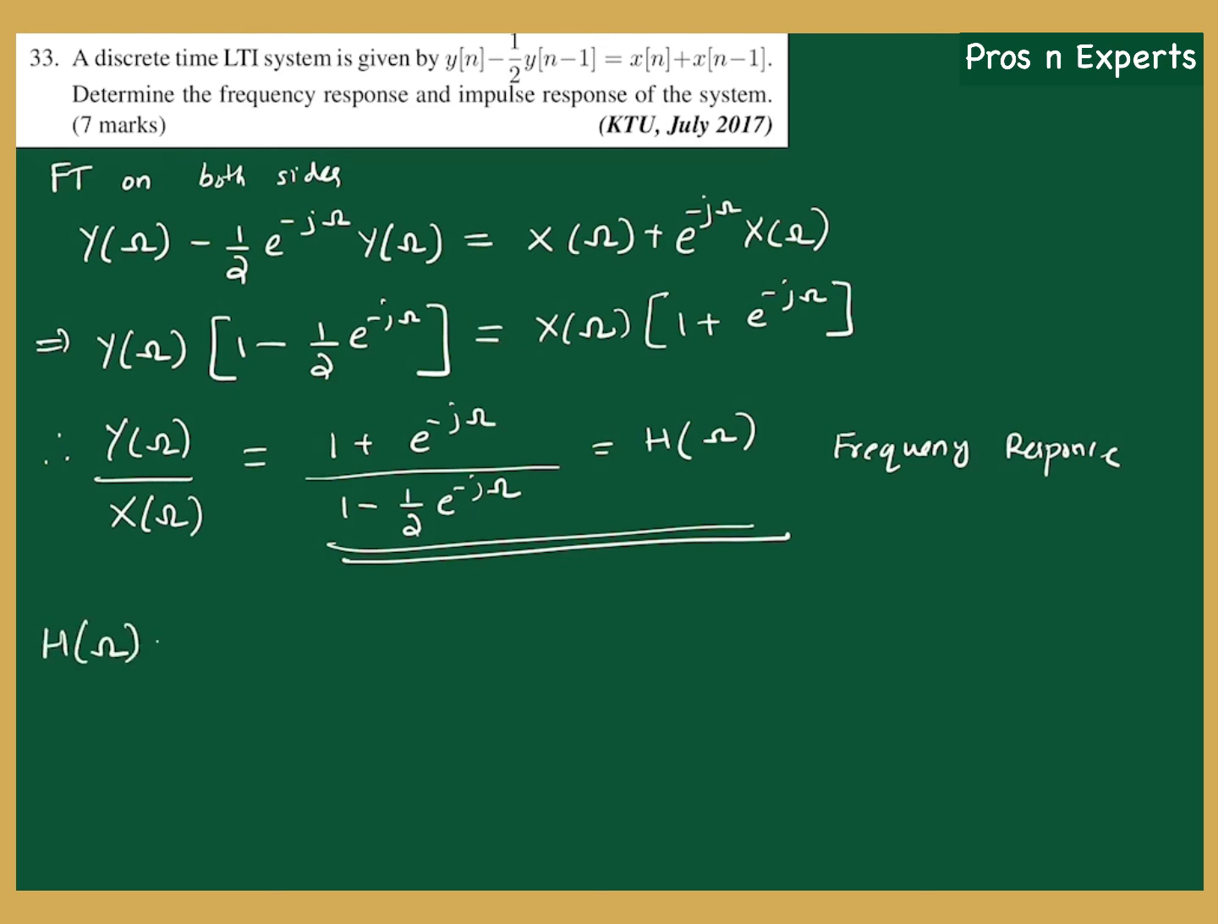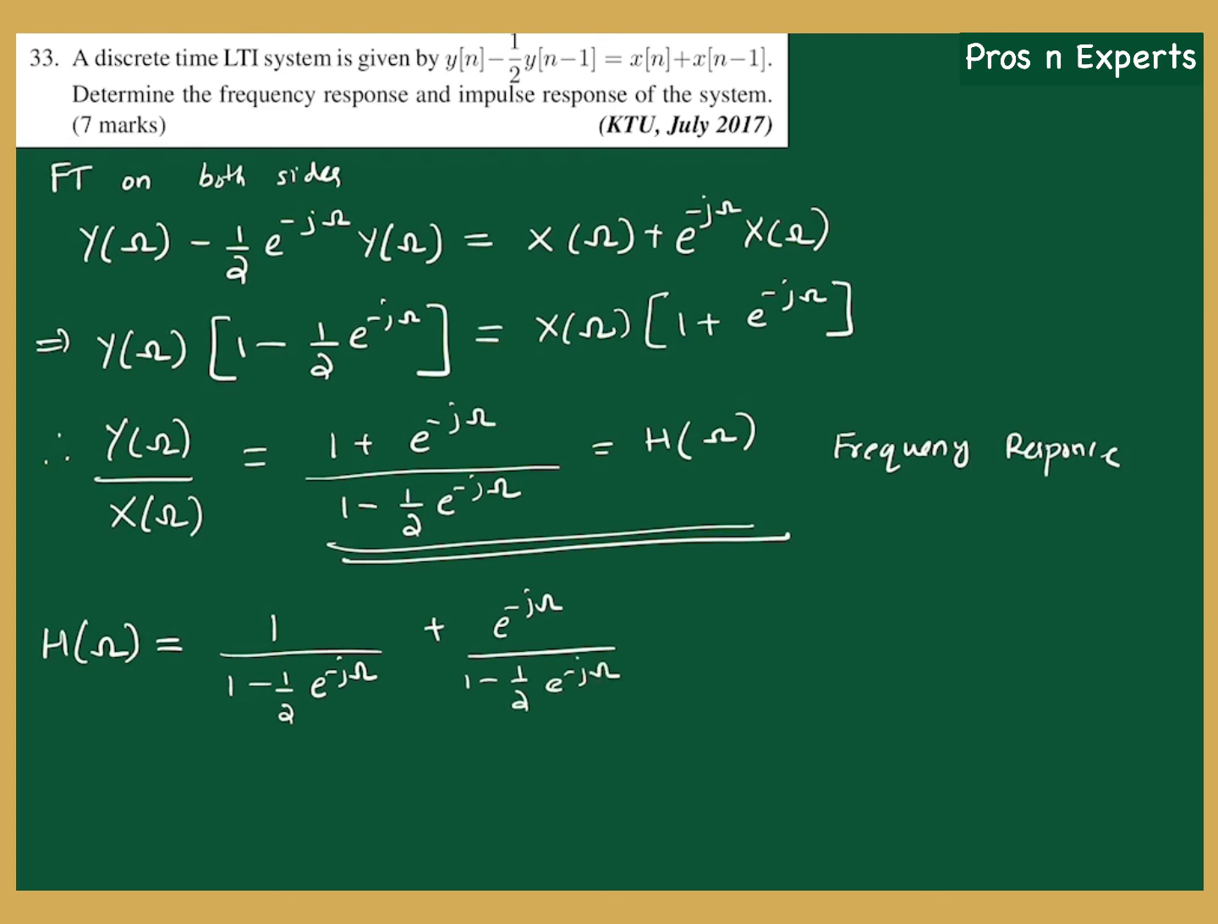I am writing H of omega equal to 1 by 1 minus half e raised to minus j omega, plus e raised to minus j omega by 1 minus half e raised to minus j omega. It is correct only, right?